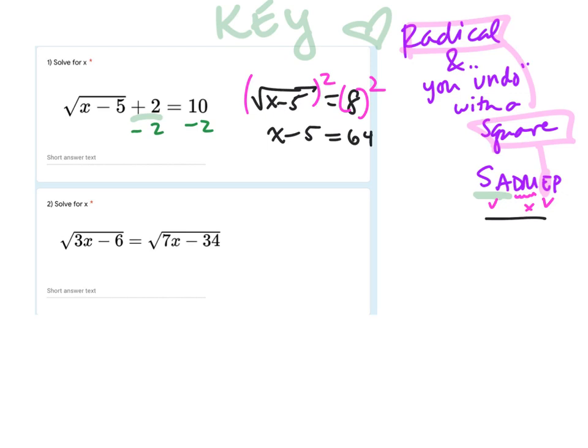So here I'm going to check again for addition subtraction. So I have that. So let's use green again. I'm going to do plus 5 plus 5. So x is equal to 69. Done. So most of us got that.